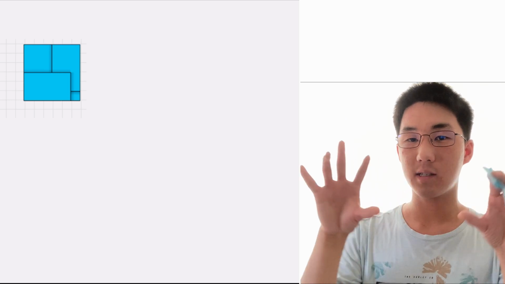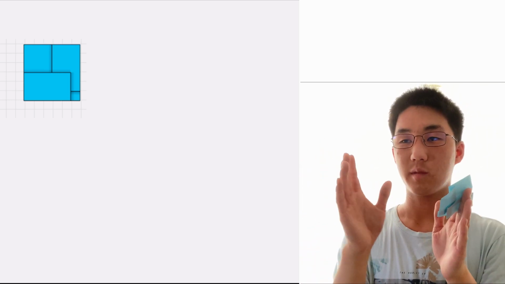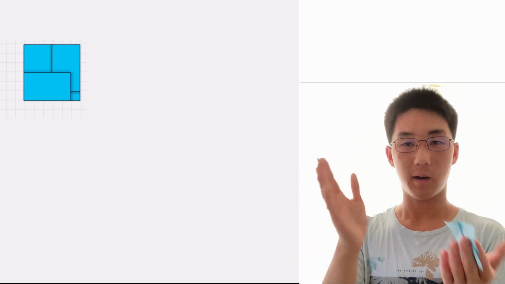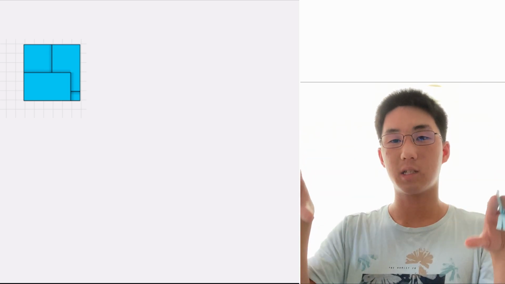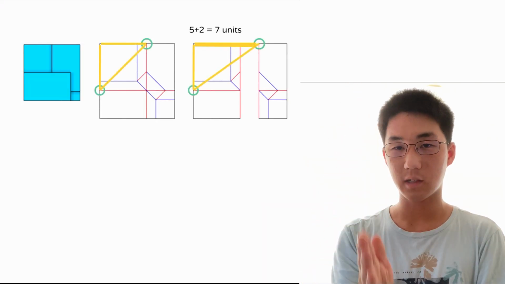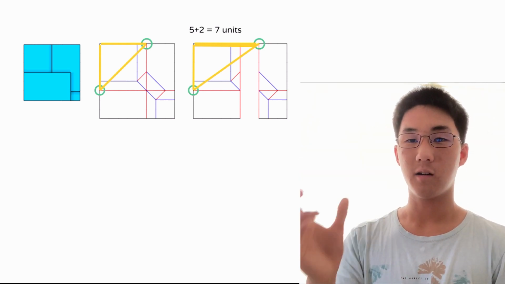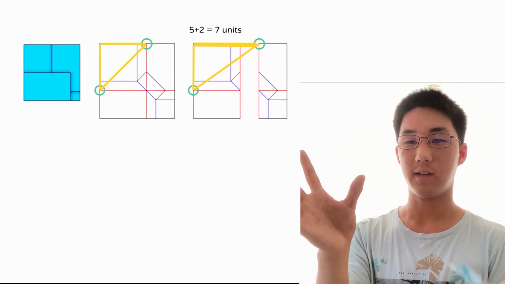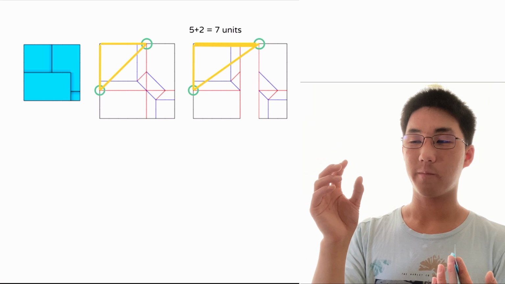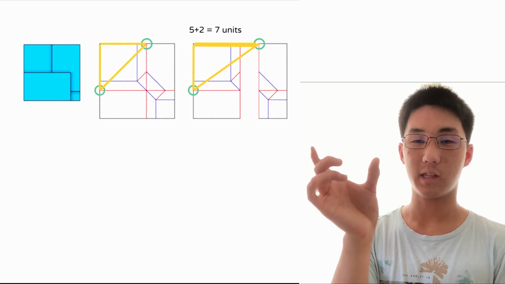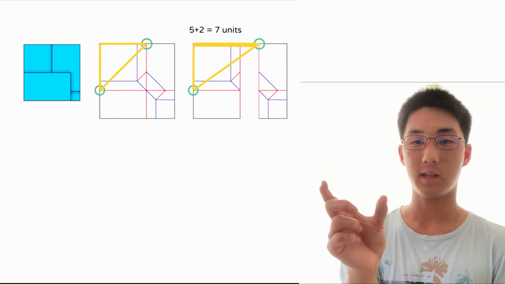So how do we increase the distance between the two circled points? Well, we just move the polygons apart. We can literally cut the crease pattern in half, move them 2 units apart, and then the distance is now 5 plus 2, which is 7. And so the horizontal distance between the two circle points is now 7 units.